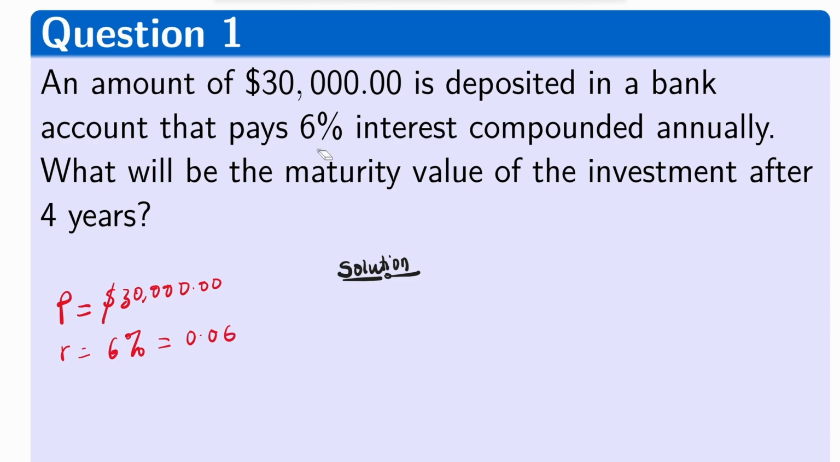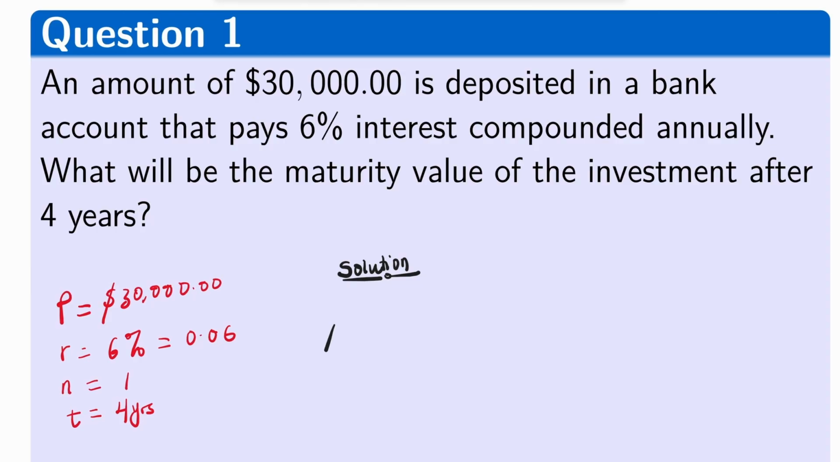And we are being told that the interest is compounded annually. So the compounding frequency is equal to 1, right? So we have n equal to 1. Now let's find t. So t is the total time in years of the investment. Here we are being told to find the maturity value of the investment after 4 years. So here t is equal to 4 years. So we have all the values we need to compute the maturity value.